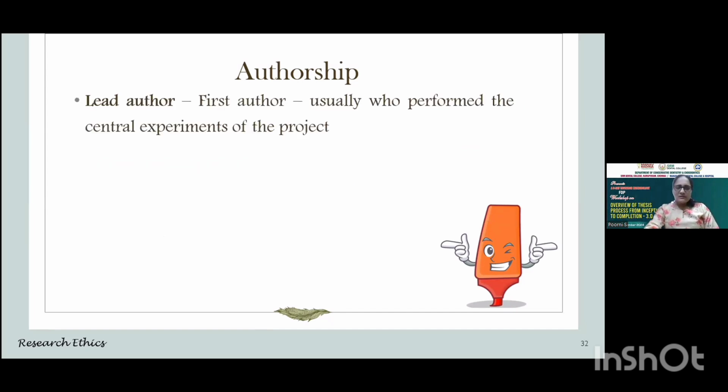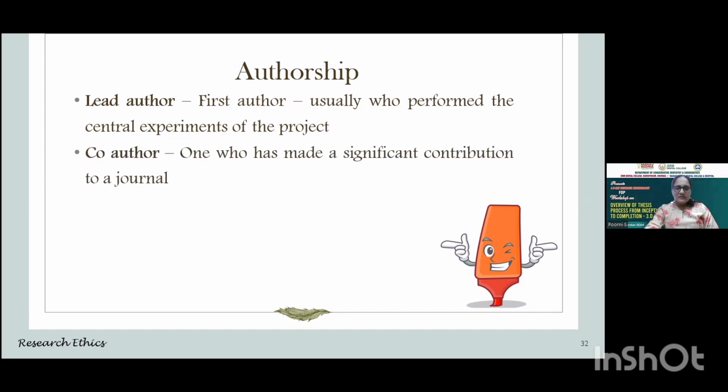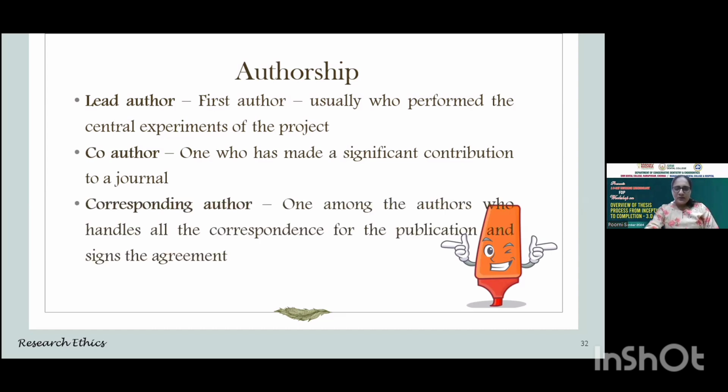So what is a lead author? It is nothing but a first author who usually performs the central experiment of the project. A co-author is the one who has made a significant contribution to a research or a journal. Corresponding author in a journal is one among the authors who will handle all the correspondence for the publication and will sign the agreement. So the corresponding author takes all the responsibilities on behalf of all the authors.